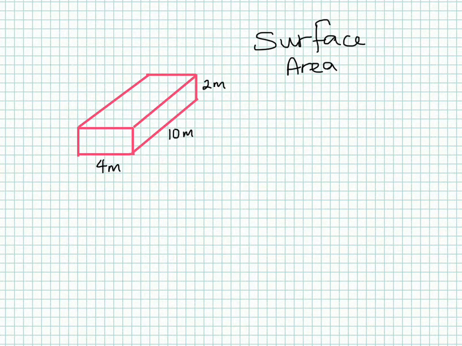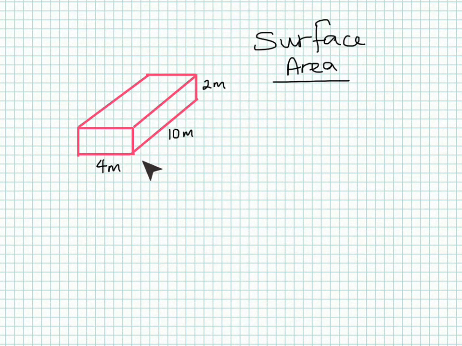Right, in this video we'll talk a little bit about surface area, and we're going to go through quite a few shapes just to have a quick chat about them. Now, here I've got a cuboid, and we know that there are 6 sides to this cuboid.